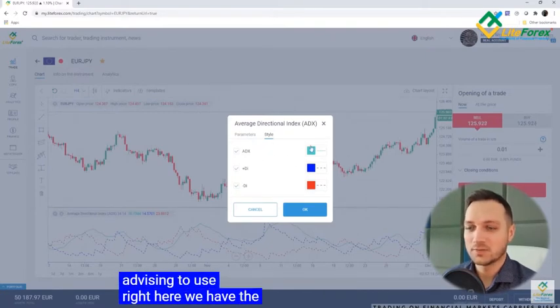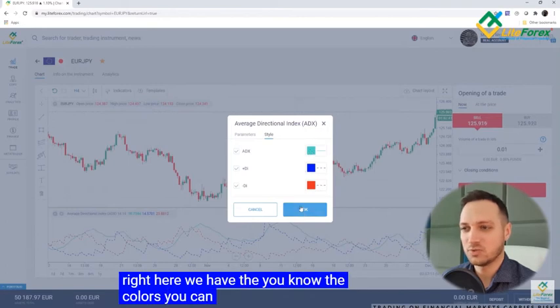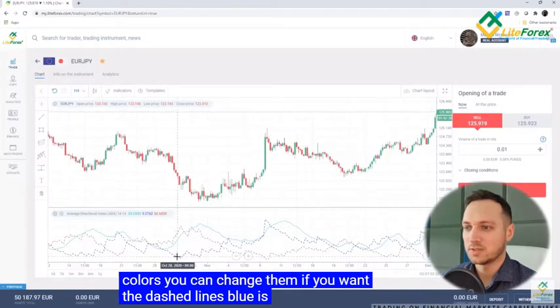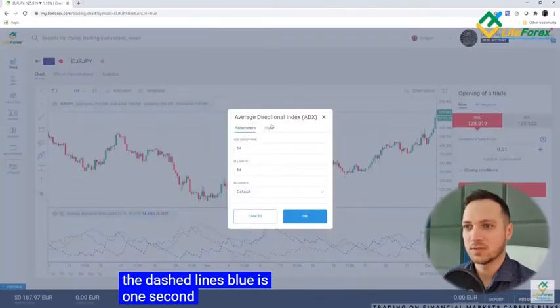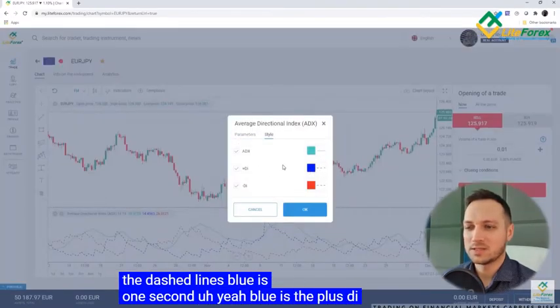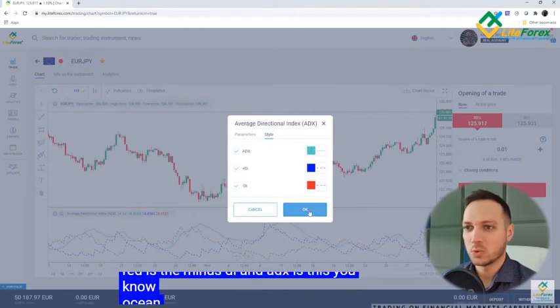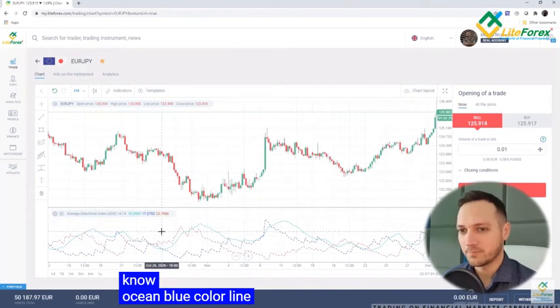Right here we have the colors, you can change them if you want. The dashed lines: blue is the plus DI, red is the minus DI, and ADX is this ocean blue color line.